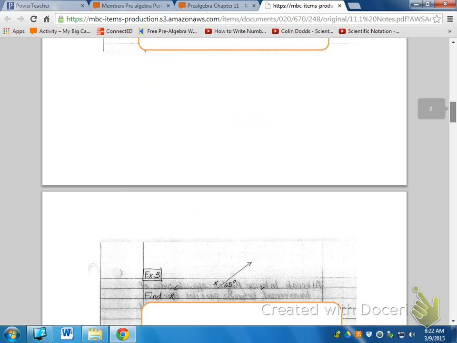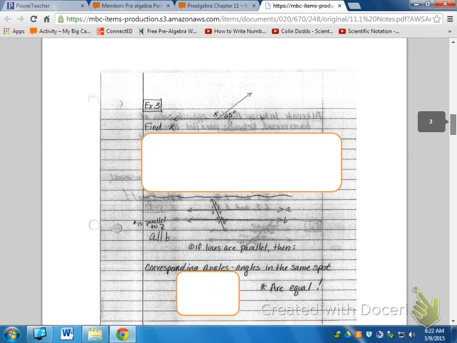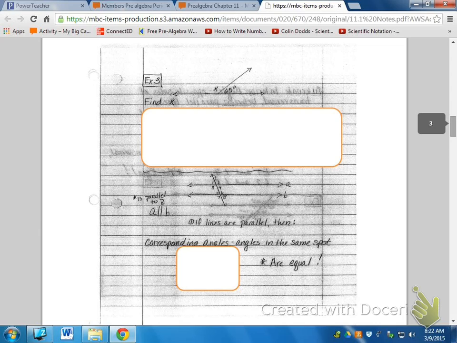All right, let's see what else we've got here. All right, example 3. Example 3, it looks like we have this line. We have 65 degrees here and x here, and we're supposed to figure out what x is. So any ideas about that? Any ideas about that? Morgan?